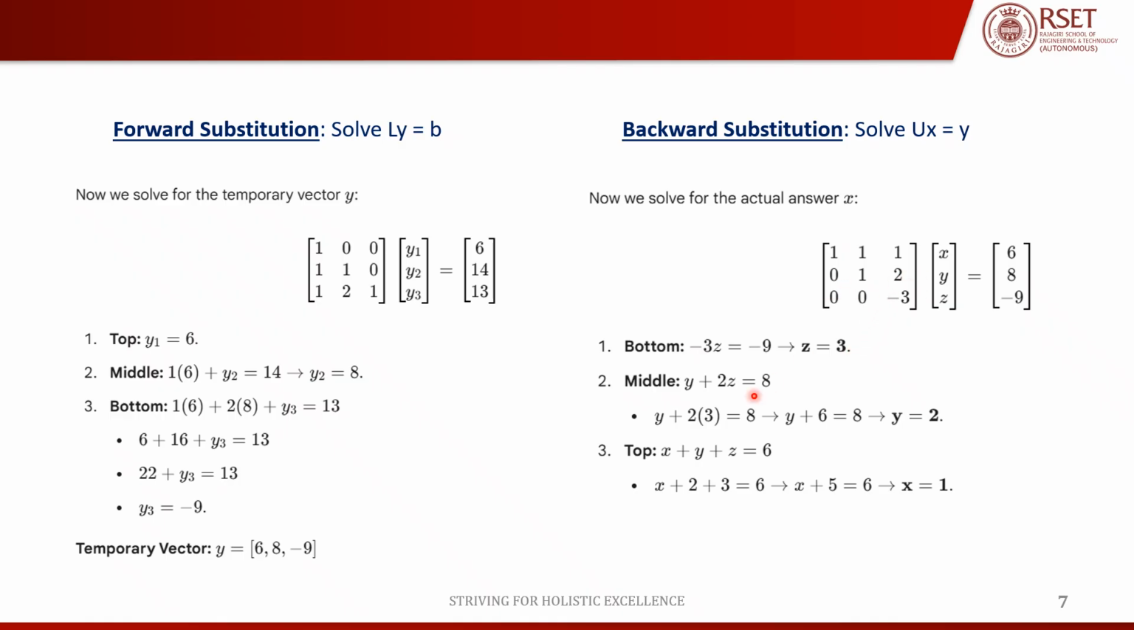The second row is y plus 2z equal to 8. You already got z. Z is 3, and y plus 2 into 3 equal to 8, so you will get y equal to 2. In the first row you will get x plus y plus z equal to 6. By substituting for z and y you will get x plus 2 plus 3 equal to 6, and you will finally get x equal to 1. So the x value is 1, y value is 2, and z value is 3 here. So hope you understand what is LU decomposition.